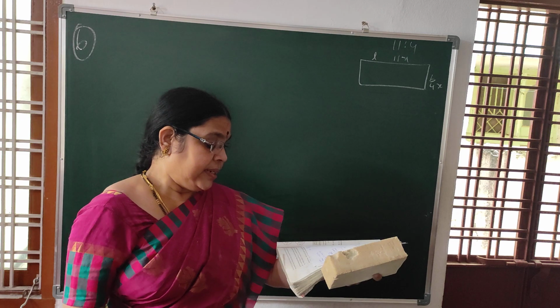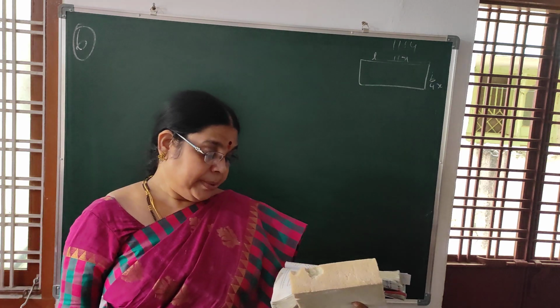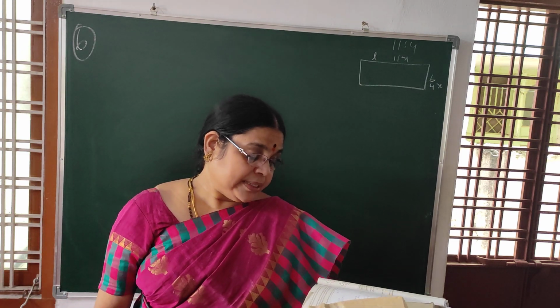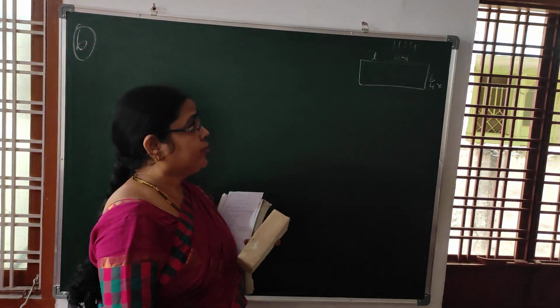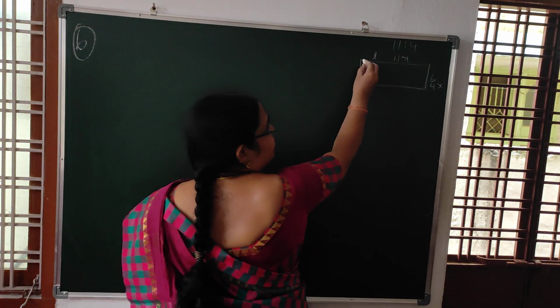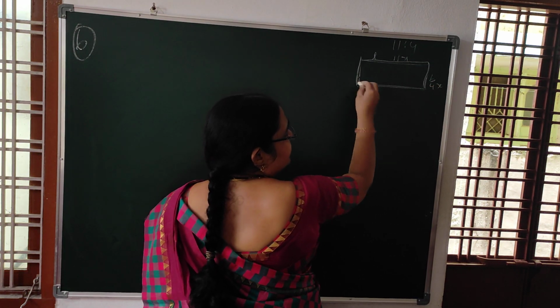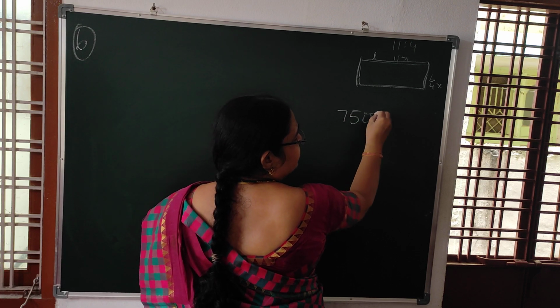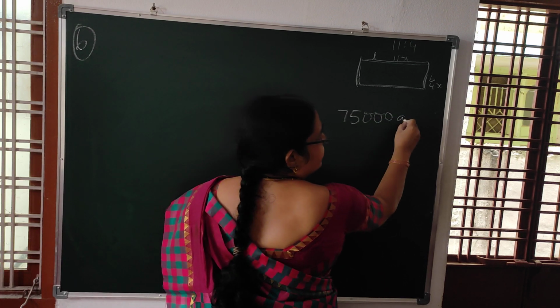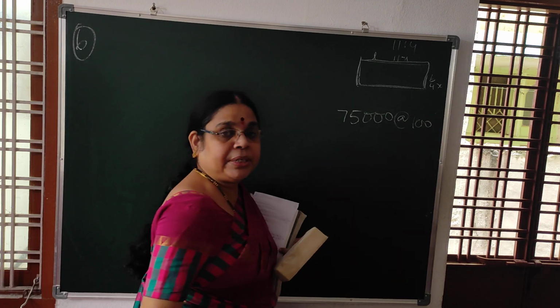What is he saying here? At the rate of 100 rupees per meter, it will cost the village panchayat 75,000 to fence the plot. So they are going to fence this plot. This is the fencing outside. They have fenced it like this. It costs 75,000 rupees at the rate of 100 rupees per meter.